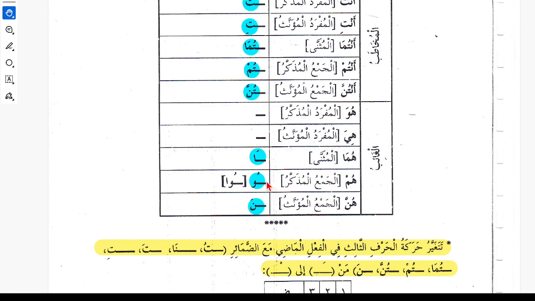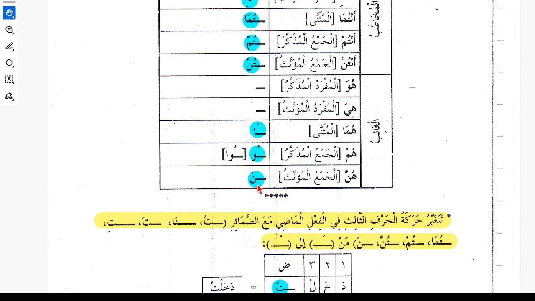So hum dakhalu, the waw is added here, but it is written with the alif. So the waw is the pronoun for hum, dakhalu, and hunna dakhalna. The addition of noon means this is the pronoun for jama muannas. For jama muzakkar, third person, it is waw, and for jama muannas it is noon.